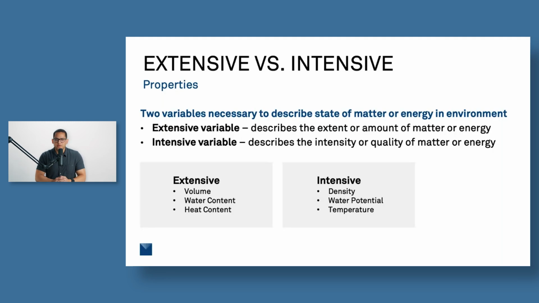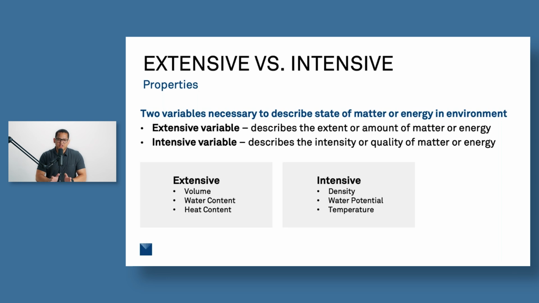But before we get into that, I always like to start with this, especially when we're talking about water potential, because water potential is still one of those topics that I think people tend to stay away from just because of its difficulty. But really, I think it's important to understand this. Two variables are necessary to describe the state of matter or energy in the environment. You need to understand the extensive variable, which describes the extent or the amount of matter or energy. And you need to understand the intensive variable, which describes the intensity or quality of matter or energy.